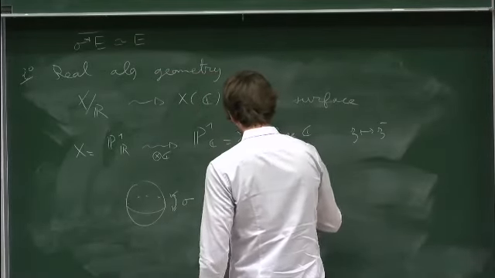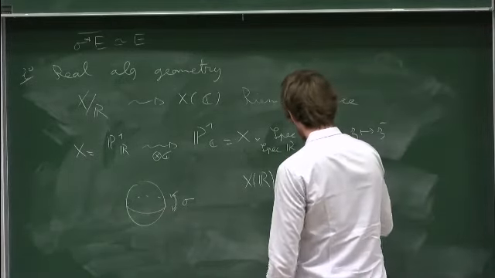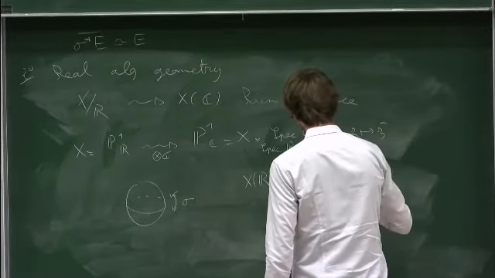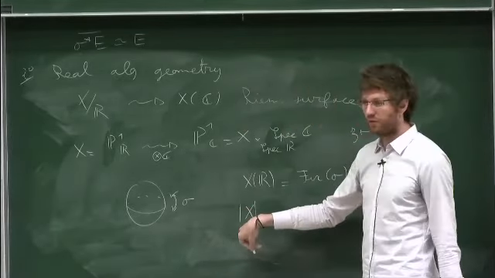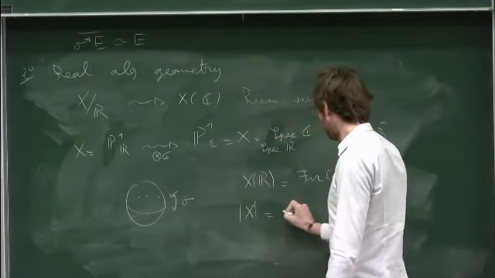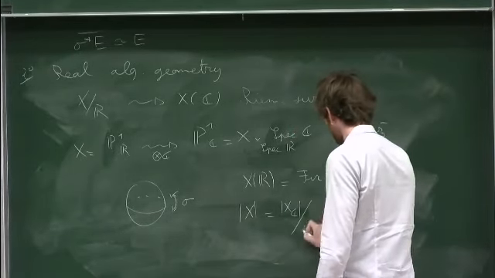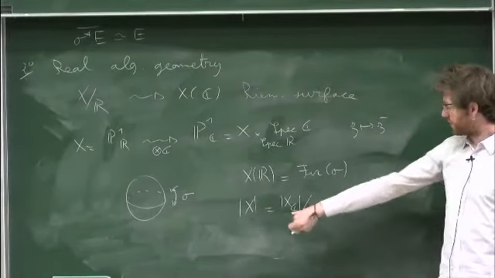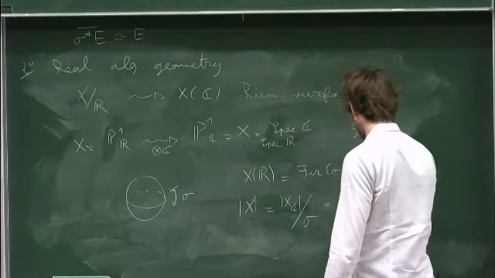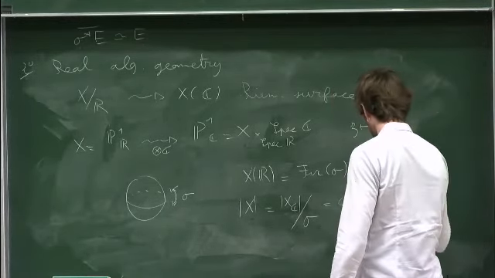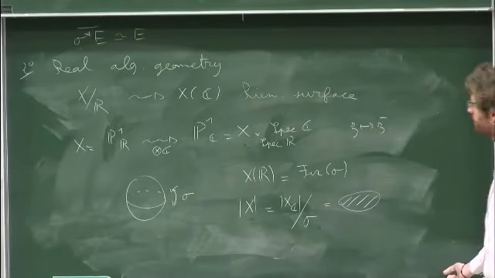Here, the set of real points of X is identified with the fixed point set of sigma, and the set of closed points of the original scheme is, by definition, or not by definition, but it's a property that it's the quotient of the set of closed points of the complexification by the Galois action. And this gives you, in this case, a closed disk. So it's a surface which is orientable and has a boundary.